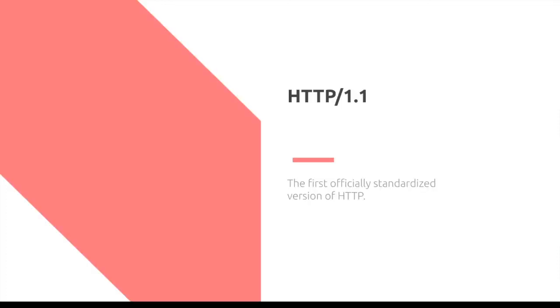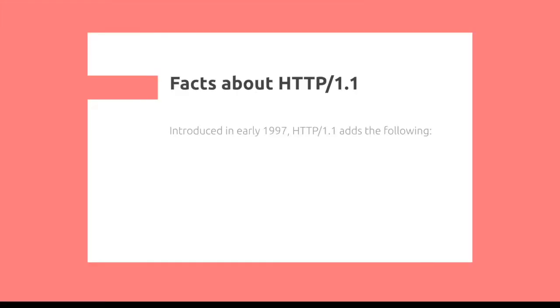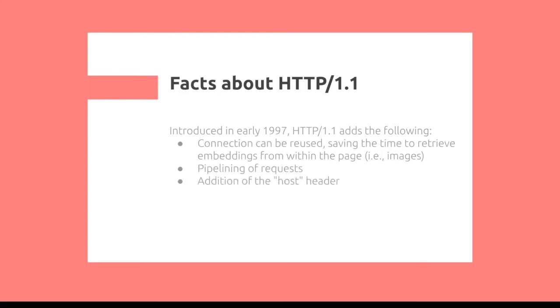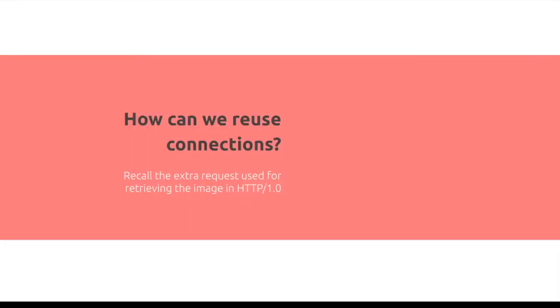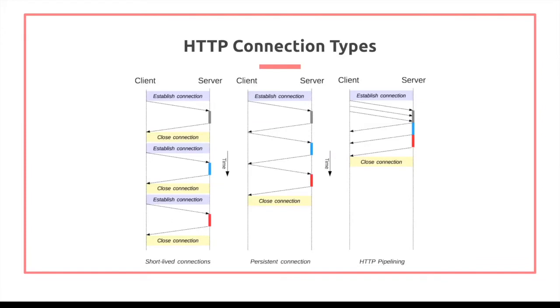Introducing HTTP 1.1. As I mentioned before, it's the first officially standardized version of HTTP. It was introduced in early 1997, and it adds connection reuse, pipelining of requests, the addition of the host header, and content negotiation. It also adds cache control mechanisms. So what do I mean by reusing connections? Recall that in the HTML page, we received the image tag which needs to load another image. In the typical short-lived connections of HTTP 1, we establish a connection, get the HTML, close the connection, establish another connection, get the image, close the connection.